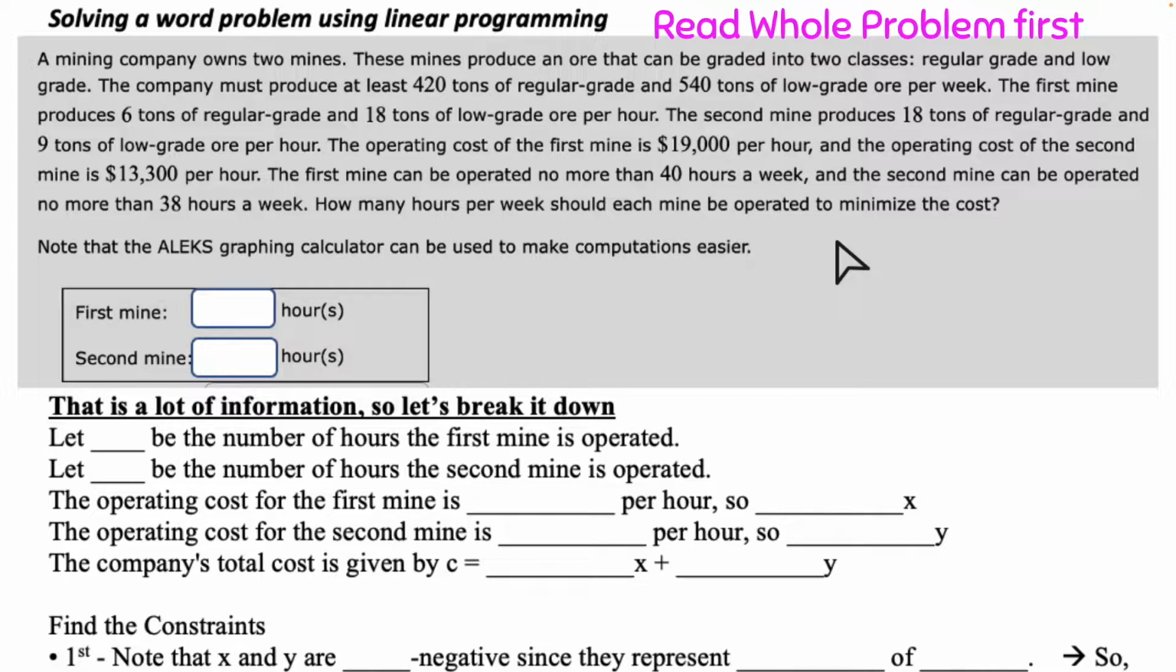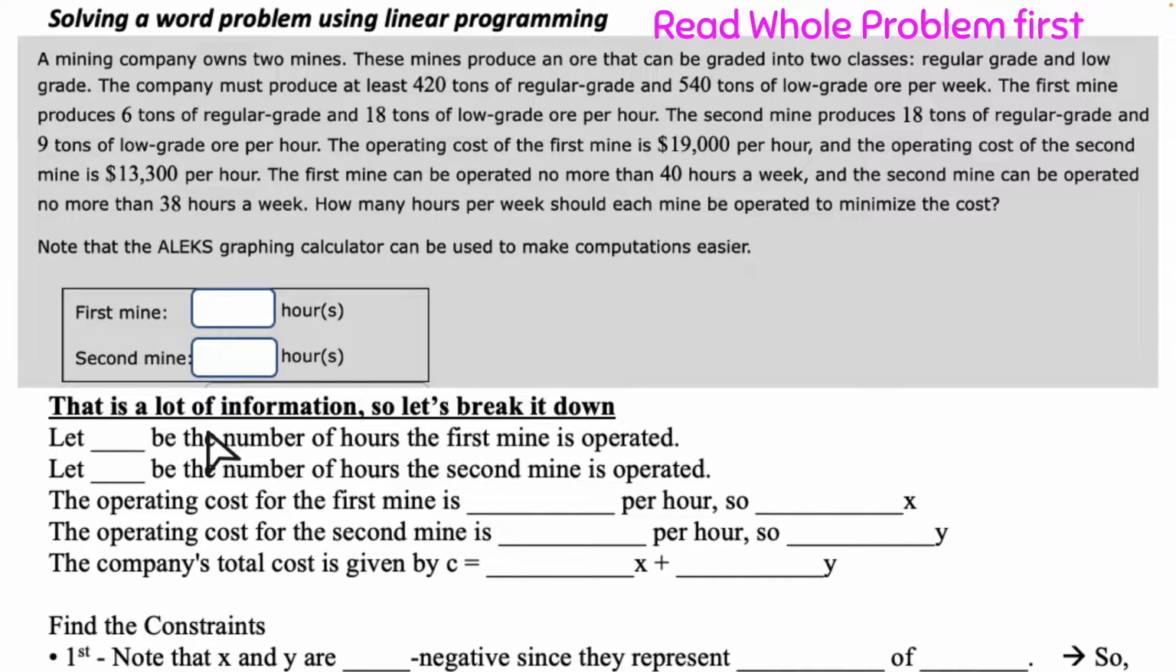So note the ALEKS graphing calculator can be used to make computations easier. I don't recommend using the graphing calculator on ALEKS on this one. I actually would recommend using the graphing calculator I'm going to show you how to use called Desmos.com. The graphing calculator for ALEKS can be a little bit more difficult in my opinion because it doesn't let you put in certain types of constraints like x is less than a number or x is greater than a number. You have to draw those in yourself. It's also not going to automatically show you the shading. You're going to have to know which way to shade. So I think Desmos.com is just a little bit nicer to use than ALEKS, just in my opinion.